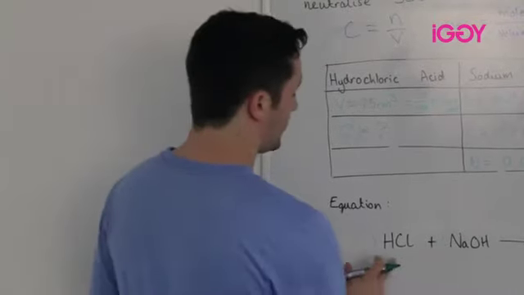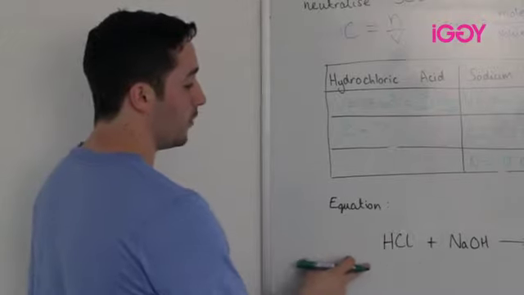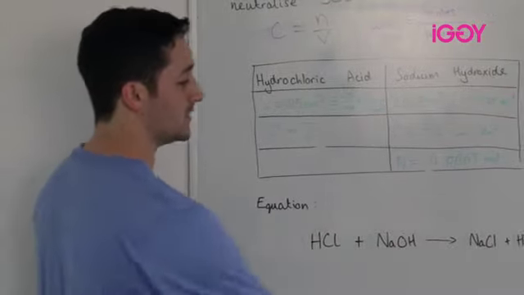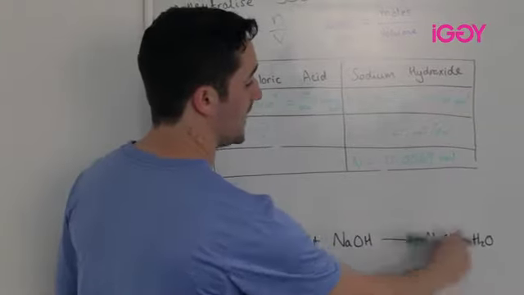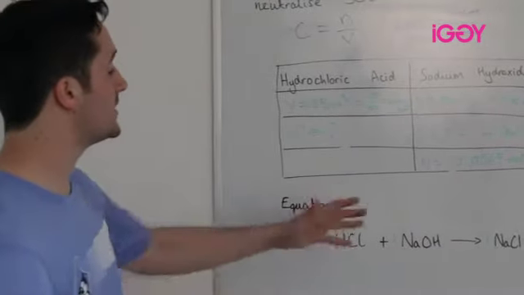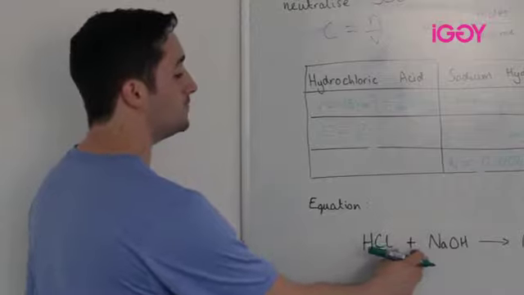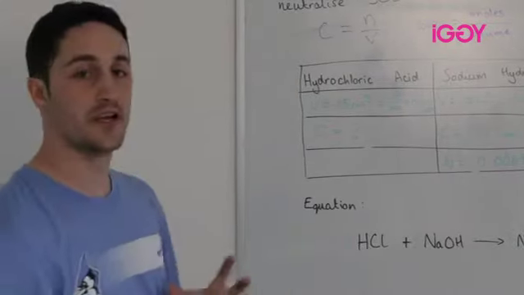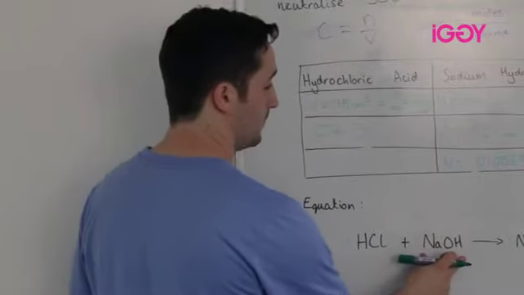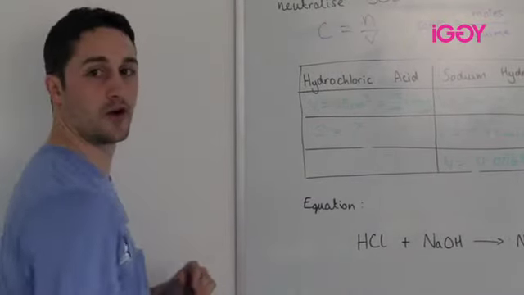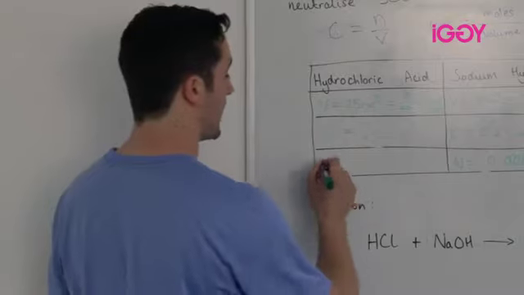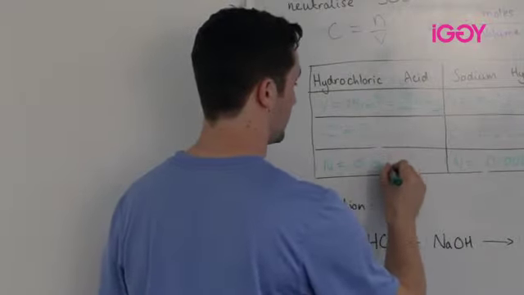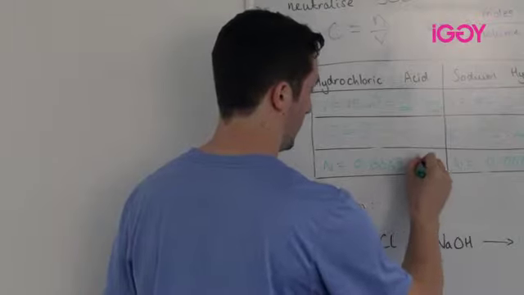Now we have that, we need to refer down to our equation. One HCl molecule reacts with one sodium hydroxide molecule to give one sodium chloride and one H2O. This tells us that if we have 0.0069 moles of sodium hydroxide, that amount will react with the same amount of hydrochloric acid. So from that, we know that this n also equals 0.0069 moles.